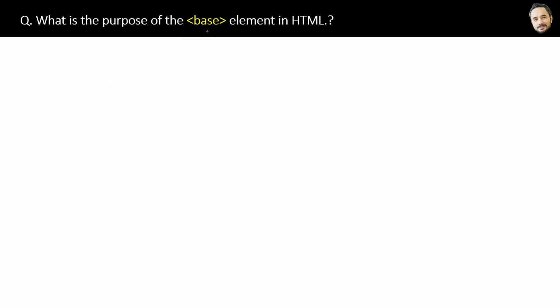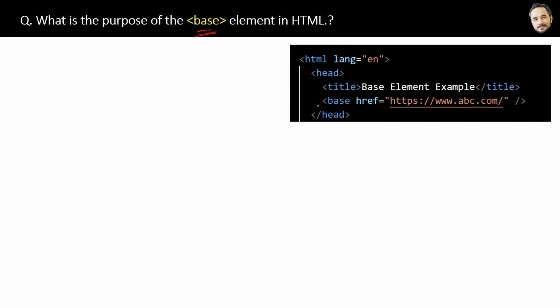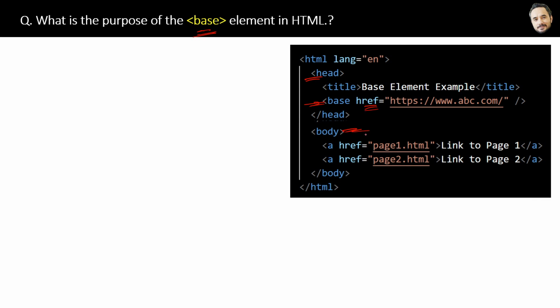What is the purpose of the base element in HTML? As always, let's see the example first. Here is the code, and here is the base element with the href URL inside the head section, right? Now, what is the use of it? Here is the body, and you can see two hyperlinks here. But in these hyperlinks, only the page name is present without the website name, right?